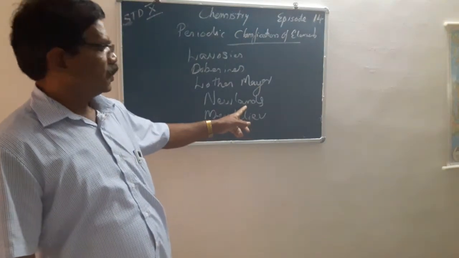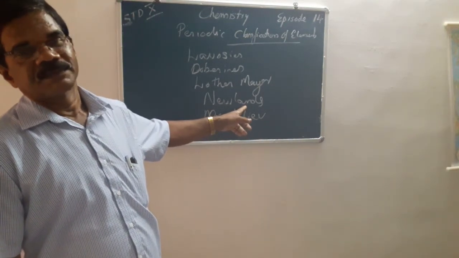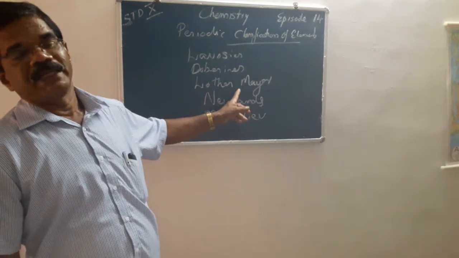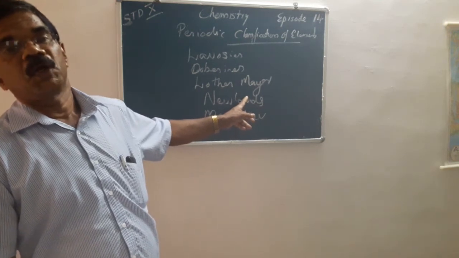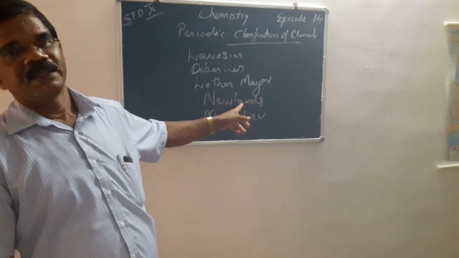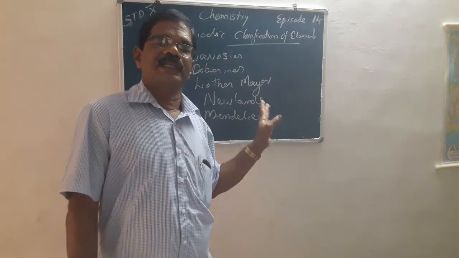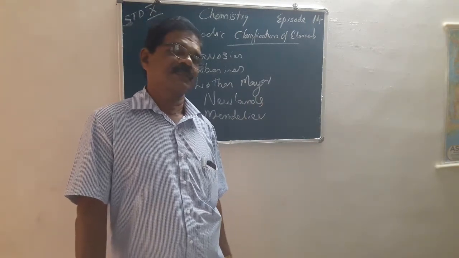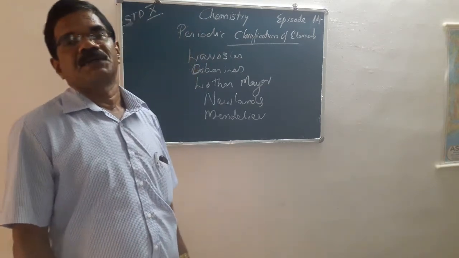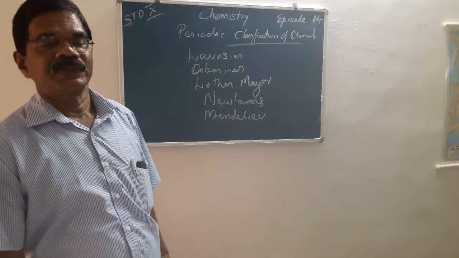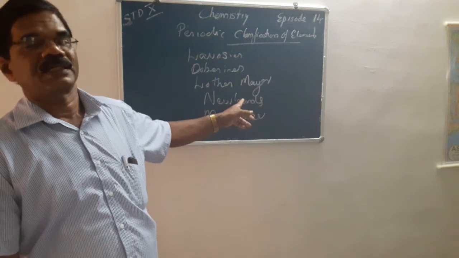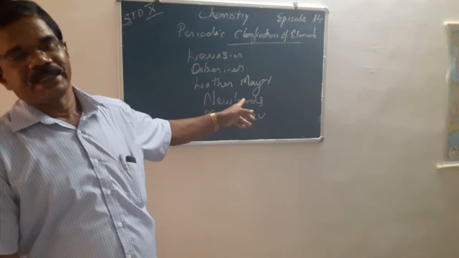Then comes the scientist Newlands. He put forward the law of octaves. Newlands' classification is known as the law of octaves. It says that when the elements are arranged in the increasing order of their atomic masses, the property of the 8th element is the same as that of the first element. Hence his law is known as the octave law. Octave means 8.